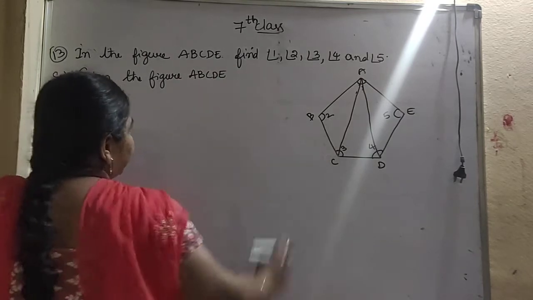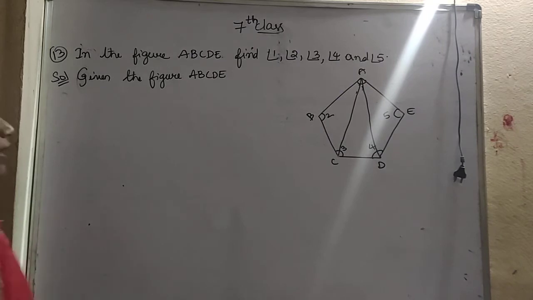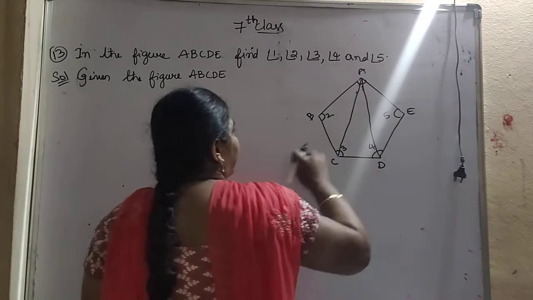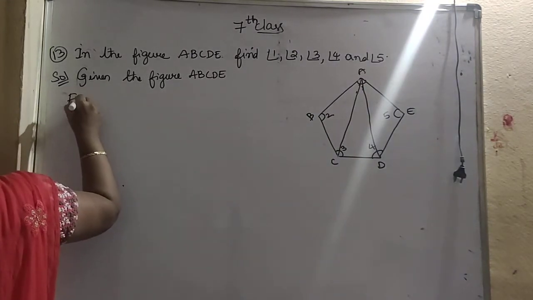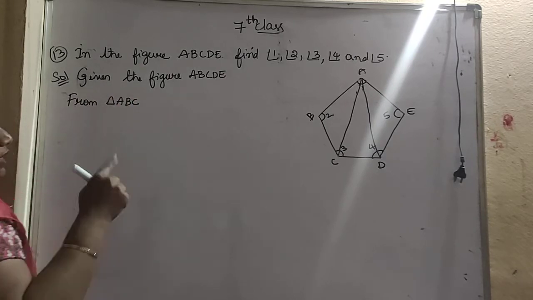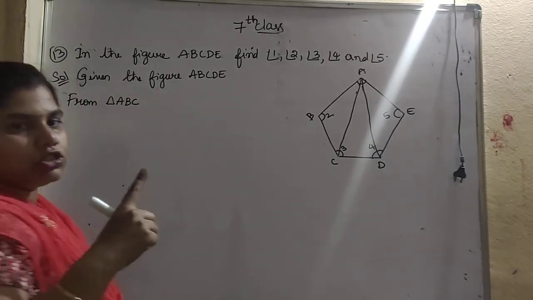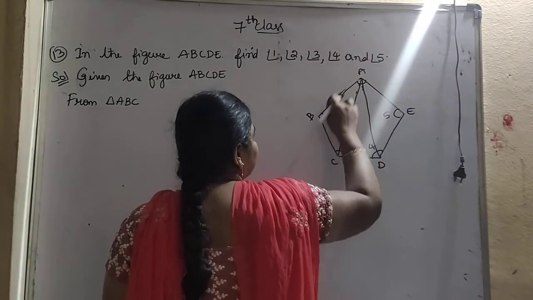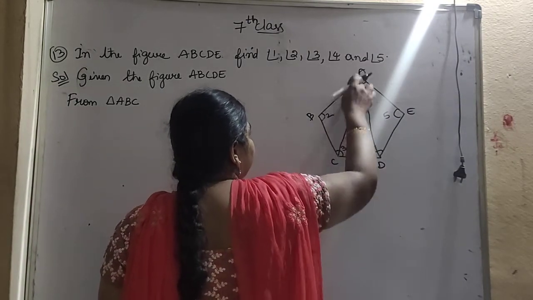So first I am taking the first triangle. What is the triangle? ABC I am taking. So from triangle ABC, we know that the sum of 3 angles will be equal to 180. So if you take this, the sum of 3 angles will be equal to 180.